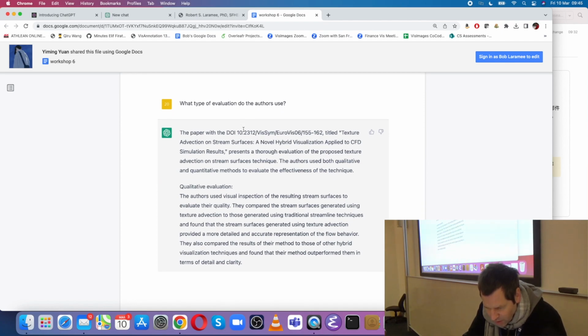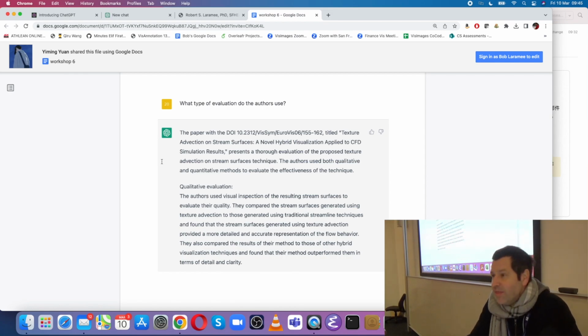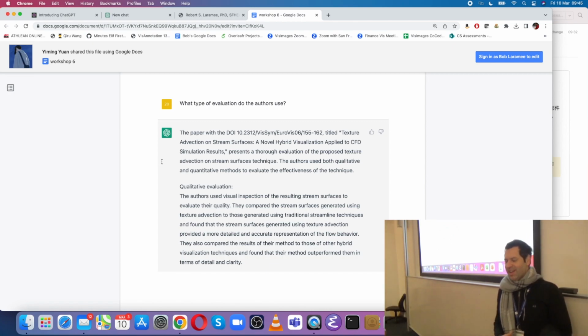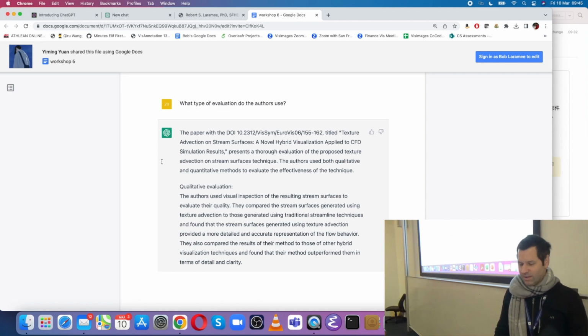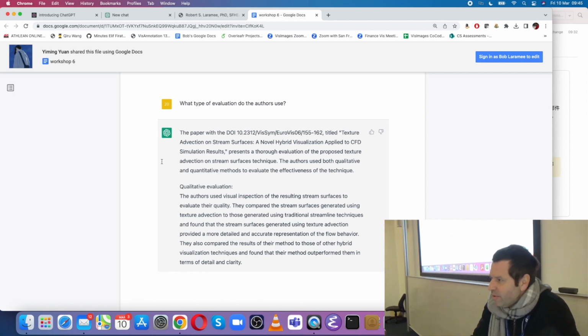What type of evaluation? Okay, very, very good. That's funny. The authors use both qualitative and quantitative methods to evaluate the effectiveness of the technique. That's a funny answer, because that's true about every single research paper in the world. So it's technically correct, but you wouldn't get many points for that answer. I guess that would be borderline, probably failing, because you can say that about everything.